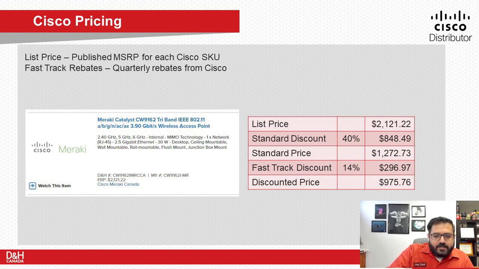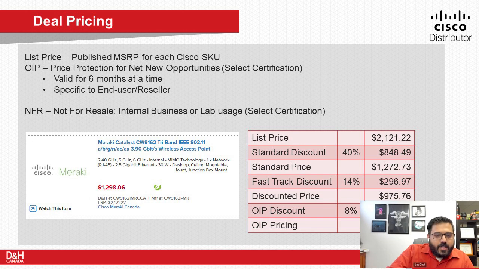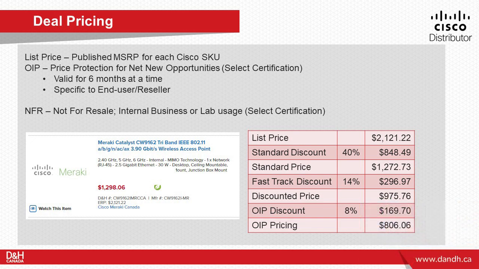Now I wanted to take this a step further. Let's say you have a sizable opportunity. You have multiple items or multiple quantities of this SKU that you want to buy. So for this access point, let's say you have a deal that's 50 access points and you want to make sure that you get the best possible price and no one else can get that price. Well, that's doable as long as you're at the right level. So we mentioned earlier, if you are Select Certified Partner or higher, you qualify for deal protection or OIP. And I want to talk about that in a little bit more detail here.